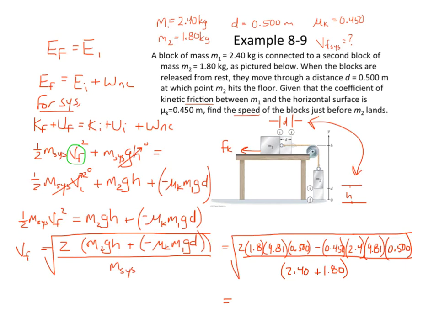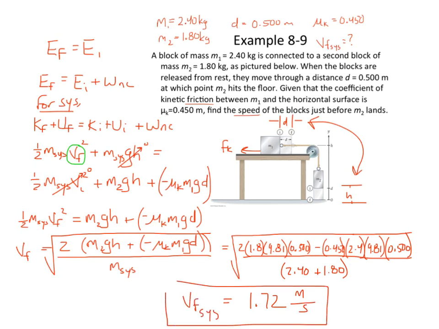And I get a grand total of 1.72 meters per second. That's the final velocity of the system right when that mass 2 hits the ground, or right before it hits the ground. Of course, the ground stops it, but that's a different kind of problem. That's a collision right there. Right as it's contacting the ground, it is moving at 1.72 meters per second.